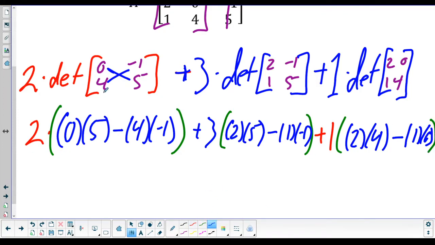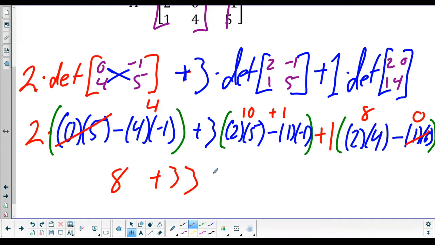All right, now we just clean this whole thing up. So 0 times 5 is 0, and -4 times -1 is 4. So this is 4 times 2, that's 8. Here, 2 times 5 is 10, minus 1 times -1 is +1. So this is 11 times 3, so that's 33. And then here, 2 times 4 is 8, 1 times 0 is 0. So 8 times 1 is 8. Then we just add these up. So 8 plus 33 is 41, plus 8 more is 49. And that's our determinant. You could type that in on some kind of calculator and then check it.